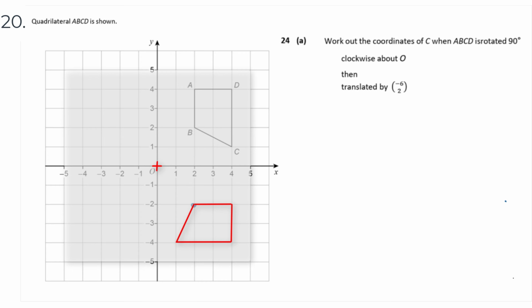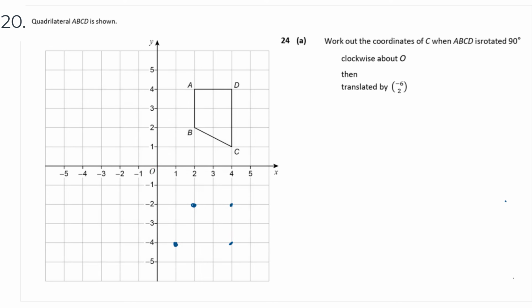C is going to end up down here. A is going to end up here, and D is going to end up down here. Okay. If you get good at it, you can do it without tracing paper, but you have to be pretty pro, I think. Then join them up with a straight line. Okay, so that's going to be my shape after the rotation. So that is C dash, B dash, A dash, D dash.